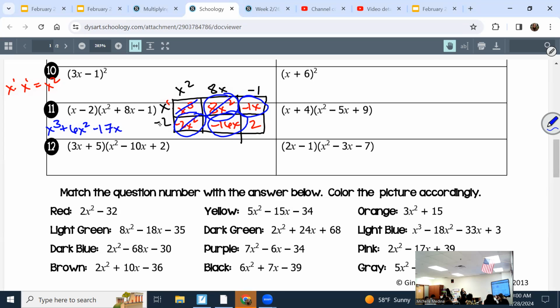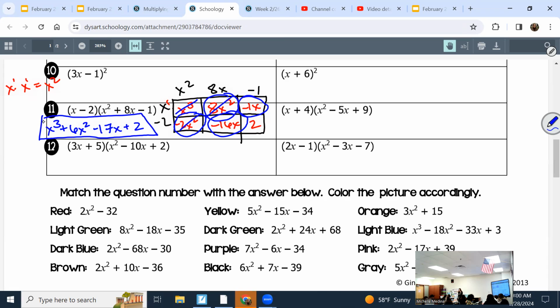-17x. You could use a calculator for the numbers. -16 plus -1 is what we just did. The x part is still there. And then lastly, we have that +2. This is my answer for this part of 11.